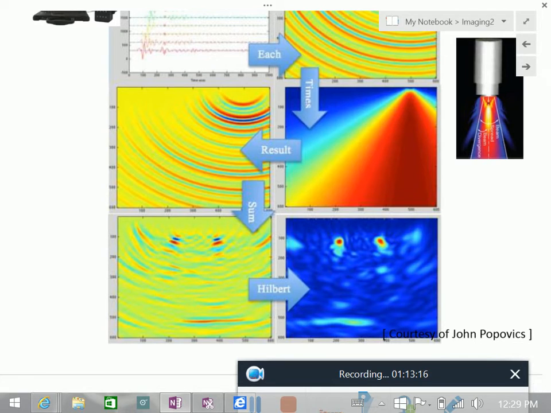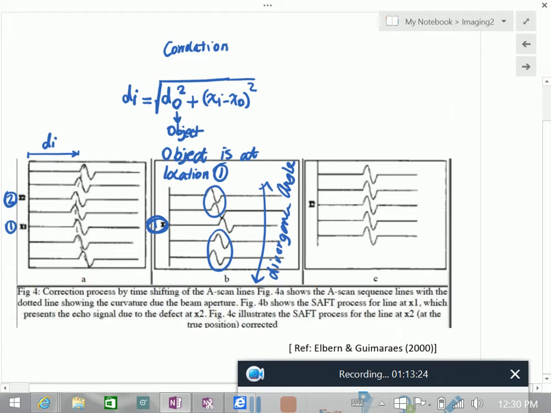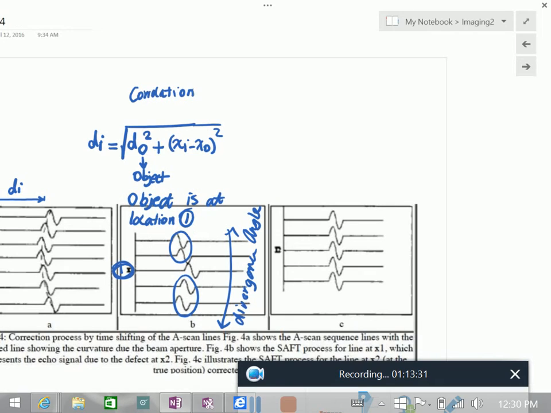It also has its own drawbacks, but for now we just talk about the good things, right? And then afterwards the limitations. Let's go a little bit back. This, I just wanted to give you an idea how it goes. So the algorithm works like that. Let's say we have an echo, we have a B scan.